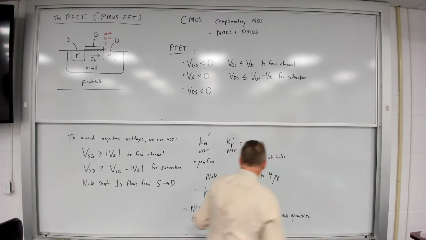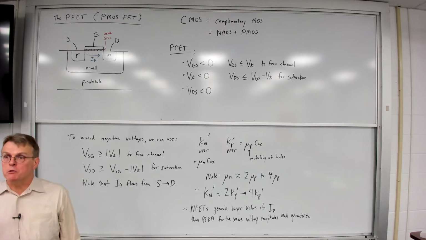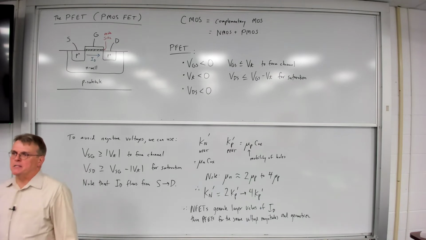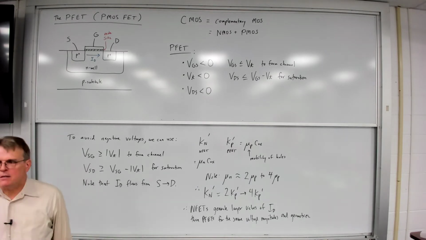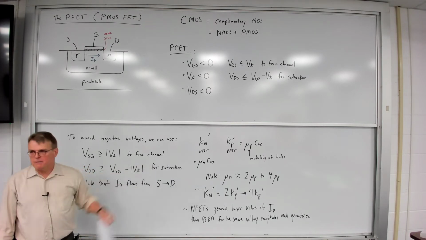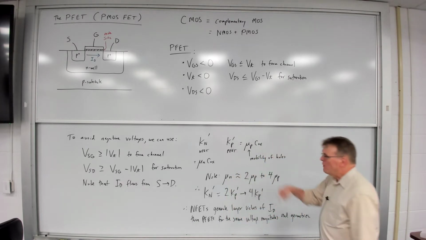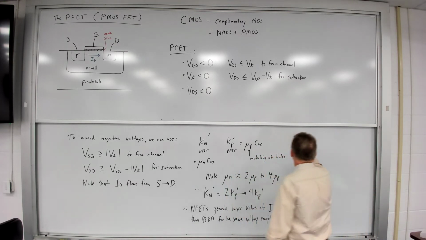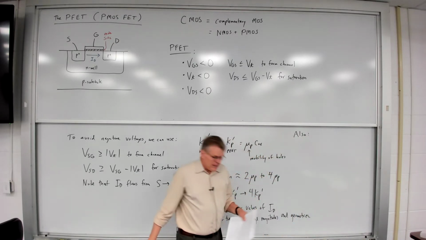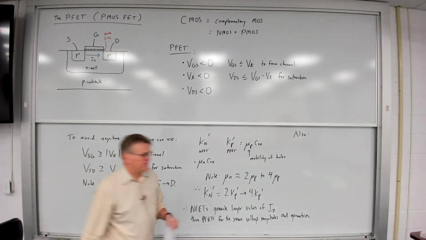So all else being equal, assuming the same voltage magnitudes, not polarities, but the same voltage magnitudes, and assuming the same device geometries, the same widths and lengths, we'll find that NFETs have higher drain currents than PFETs do, all because of the different transconductance parameters. We're also going to see that NFETs have higher gains and faster speeds than PFETs.